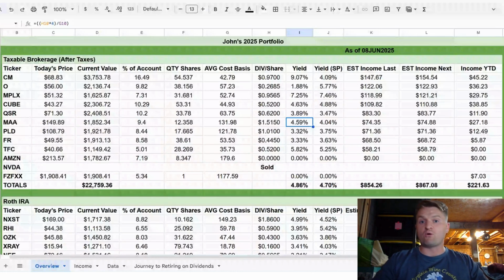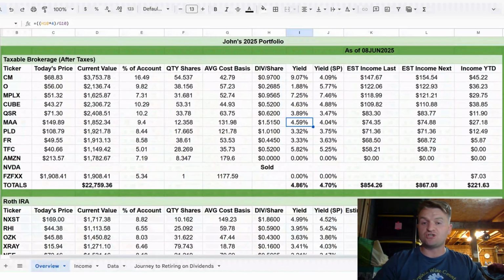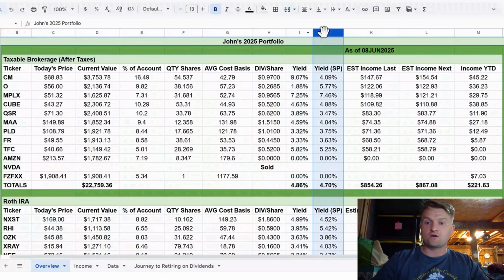So to kind of reorient you to our sheet here, we have my taxable brokerage or my bridge account on the top. And then on the bottom, we have my Roth IRA. So a couple changes to our sheet. It looks a little different compared to last time. If we start over with column I and column J, you can see that I have two yield accounts. And you're probably wondering why.